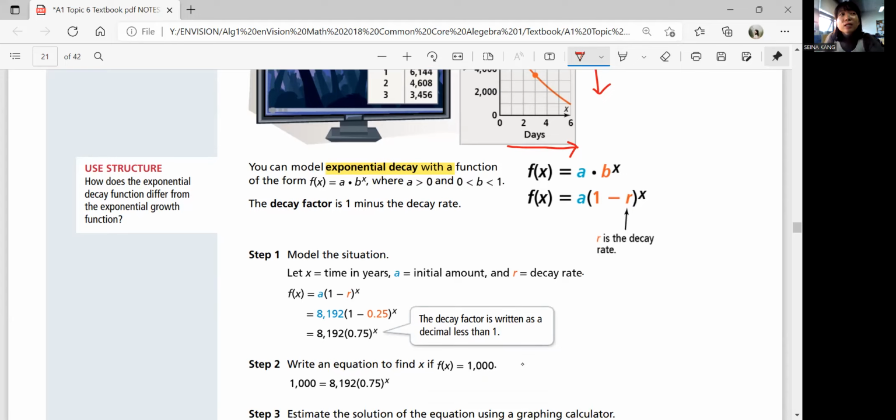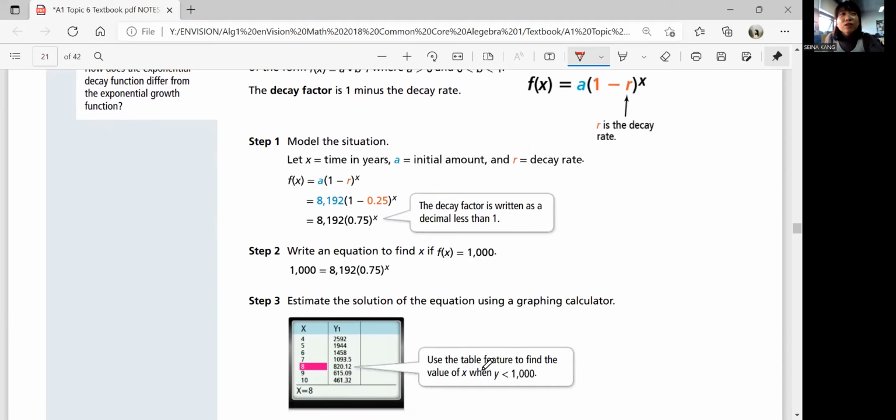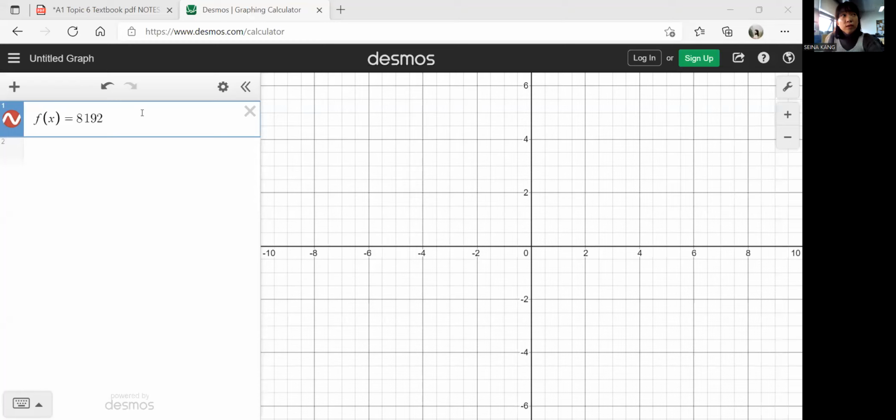So f of x is 1,000. So you put 1,000 is equal to 8,192 times 0.75 to the power of x. How do we figure out x? You can estimate the solution. Let's go to Desmos.com. So go to Desmos.com, plug in your function, 8,192 times 1 minus 0.25, which is 0.75, to the power of x.